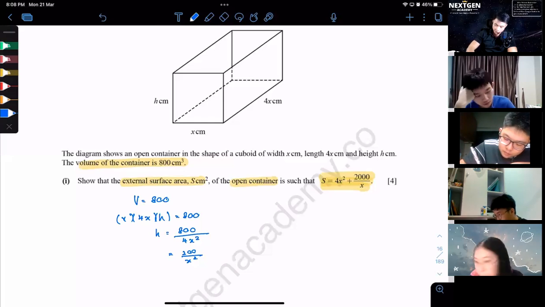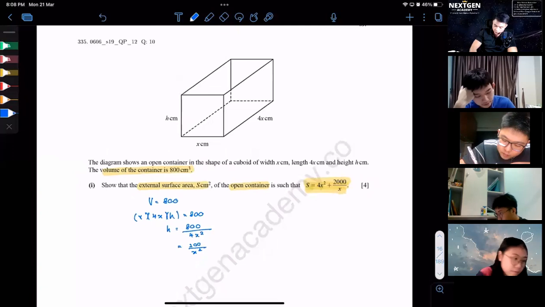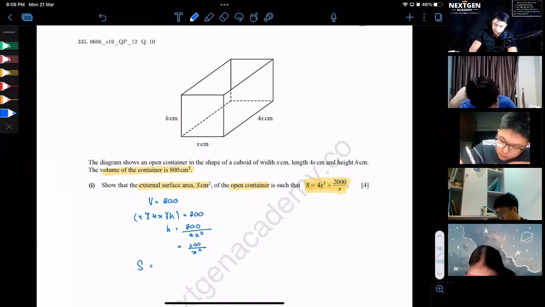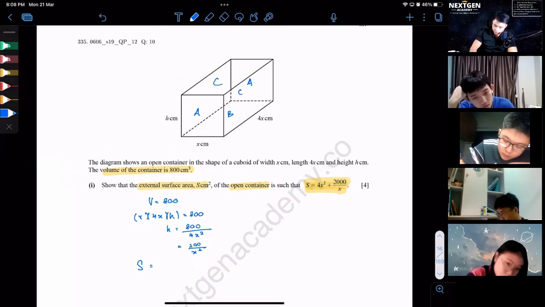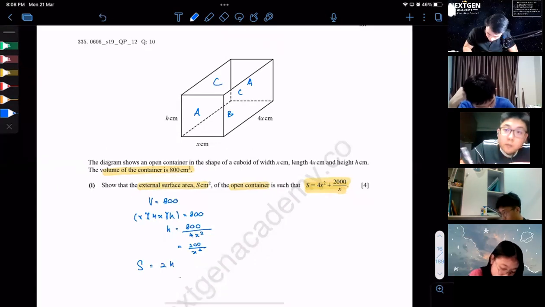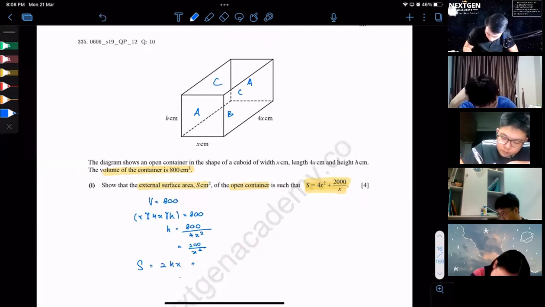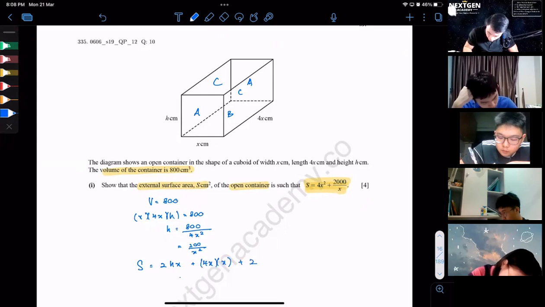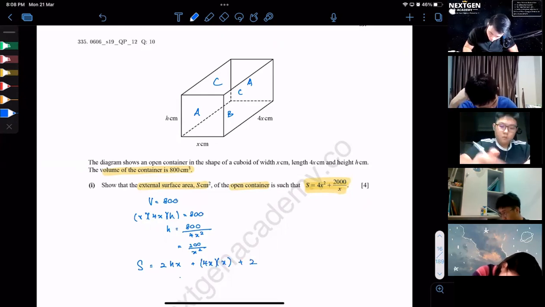Then next one, I want to find the surface area. So surface area will be, okay, gotta take note there is an open surface. So let's see, this is A, B, and C. I got A, I have H times X plus B is at the bottom, 4X times X plus 2, the C is at the side, 4X times H.